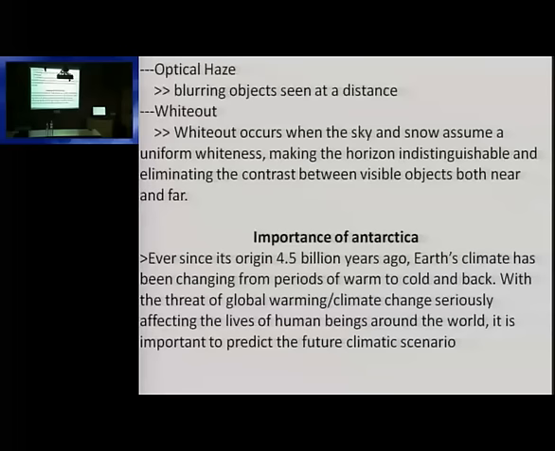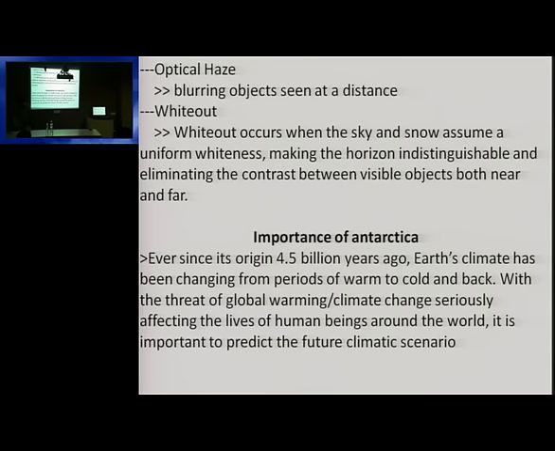Why the importance of Antarctica? Why is Antarctica so important? See, global warming is one of the most important events in the geological history of the world.